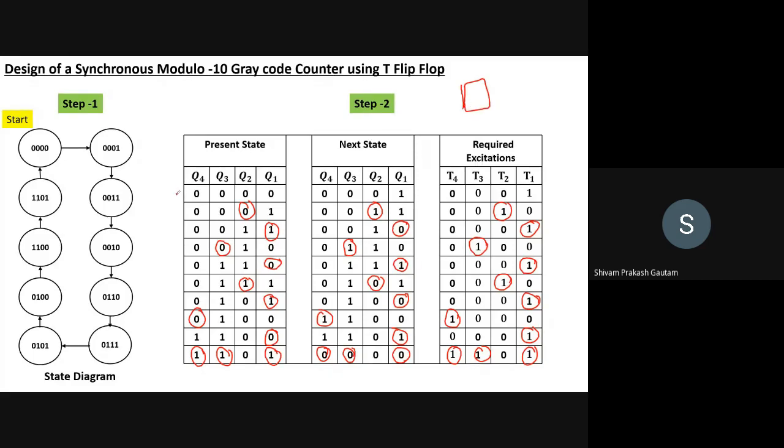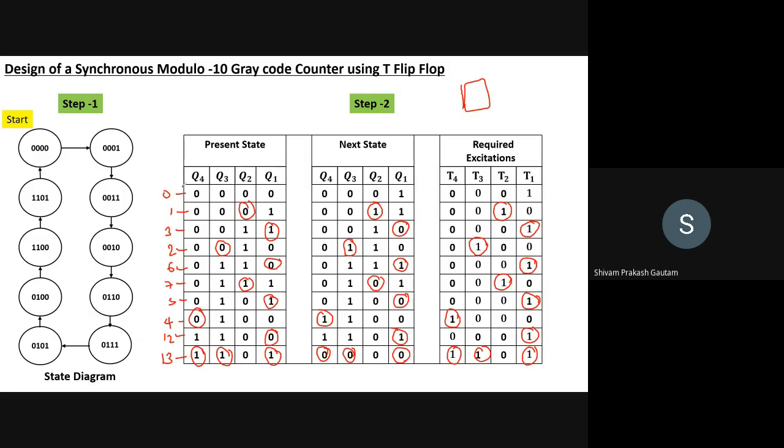So this state is represented by 0. This is represented by 1. This is represented by cell number 3. This is represented by cell number 2. This is represented by cell number 6. This is 7. This is 5. This is 4. This is, I think, 12. This is 13, right? Now, the states which are not coming here will be counted as don't care terms.